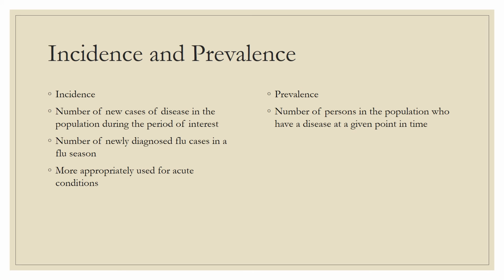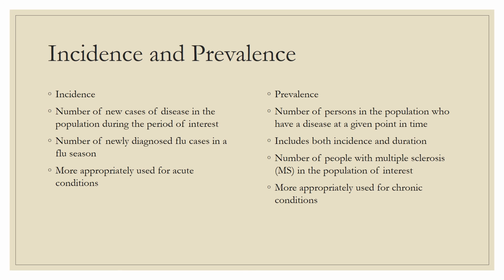The other term that we're going to be talking about is prevalence. This is the number of persons in the population who have a disease at a given point in time. So it's not necessarily new cases, it's just the number of people who have the disease.